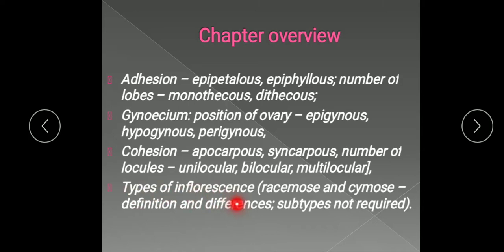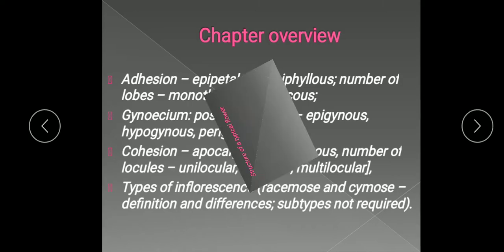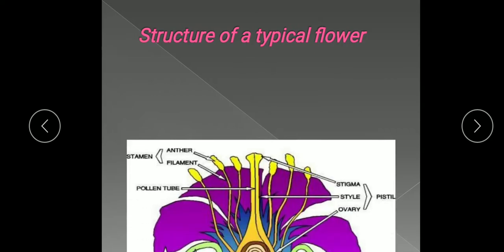Then types of inflorescence, racemose and cymose. Only definition and differences, no subtypes are required. So this is the syllabus, and today we are going to study up to the essential whorls of the flower. So, structure of a typical flower.